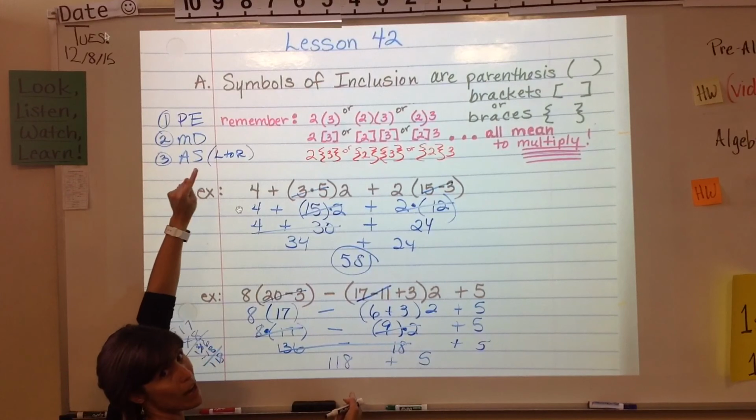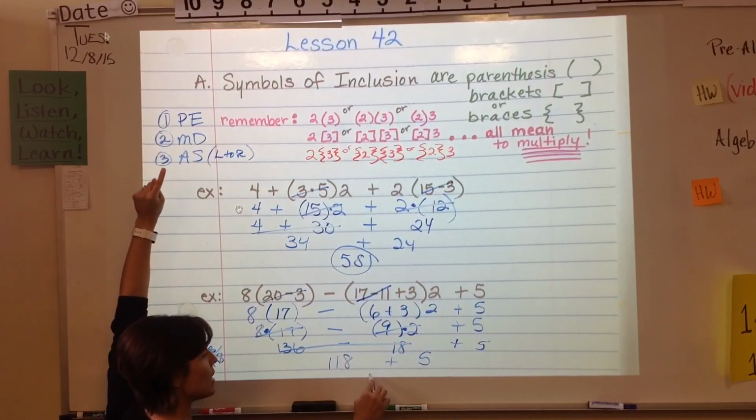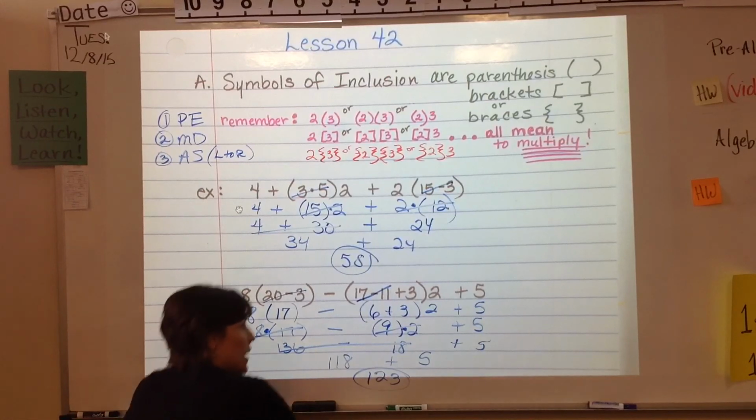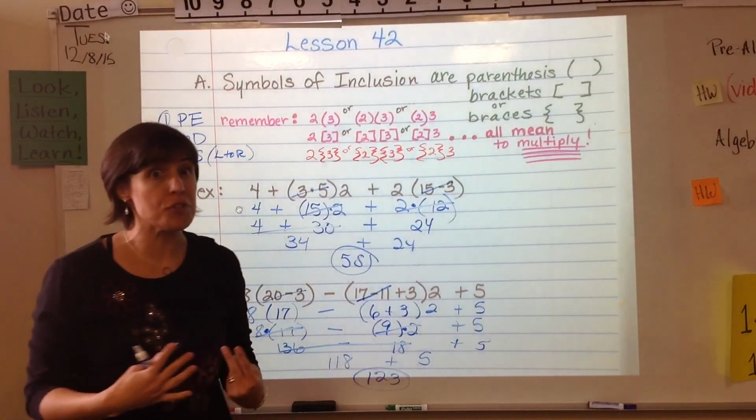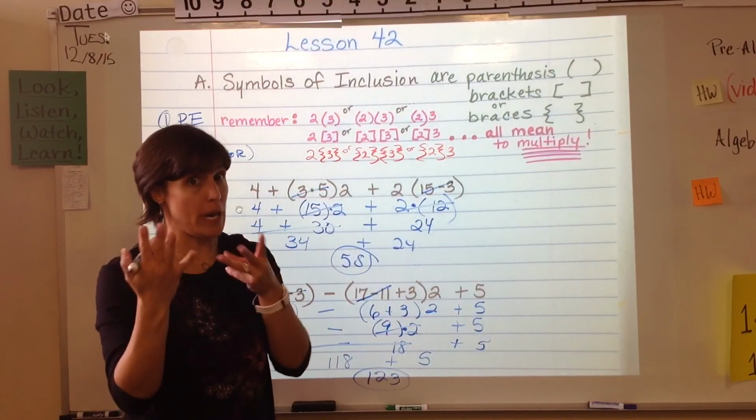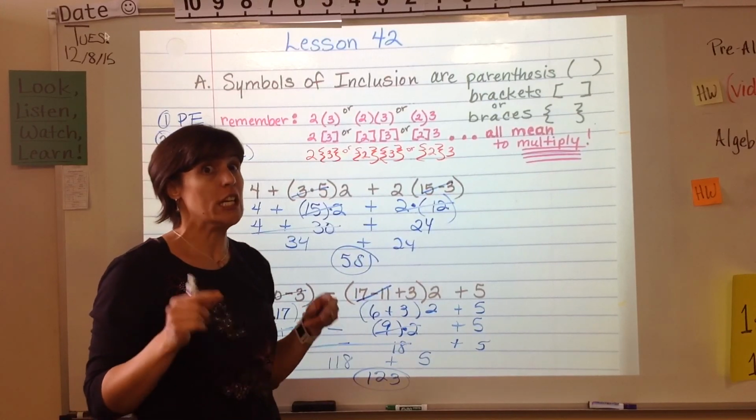Can you see this though? I hope so. 118 plus 5 is 23. Alright, there's 2 examples for you to copy into your notes right now, and we'll do 2 more together in class.